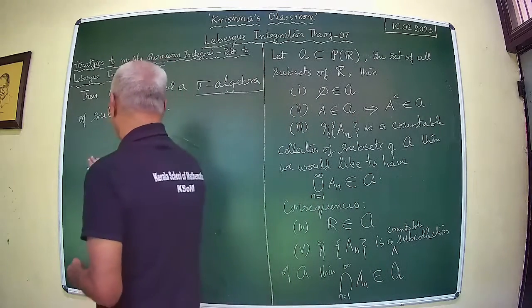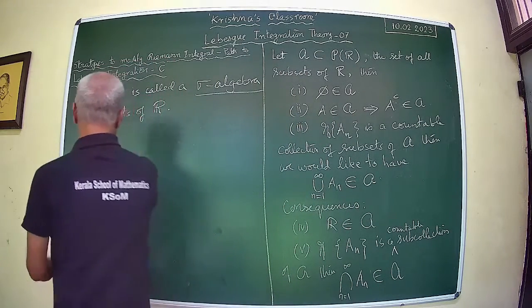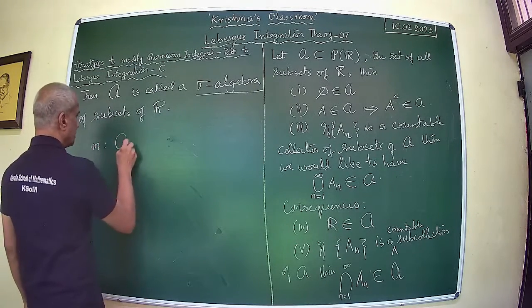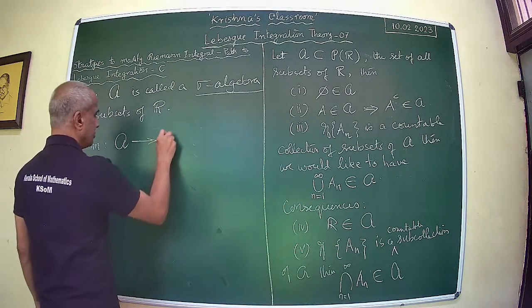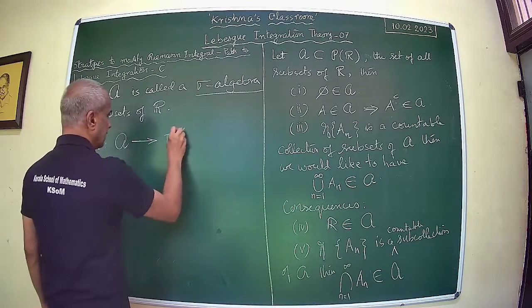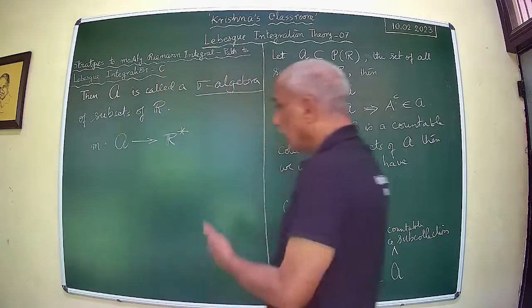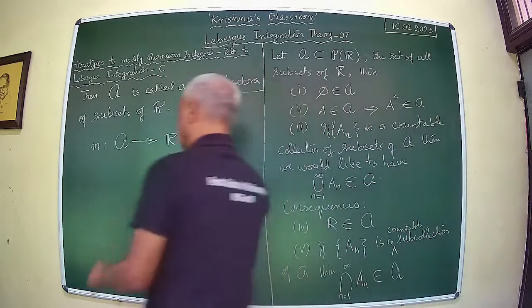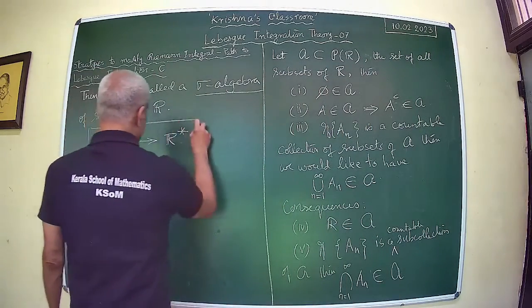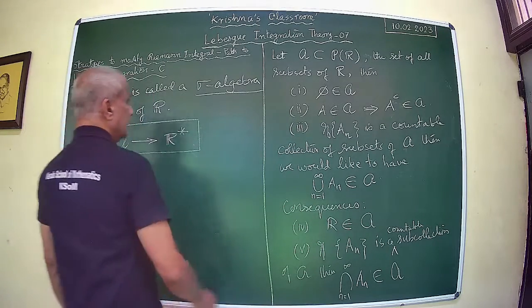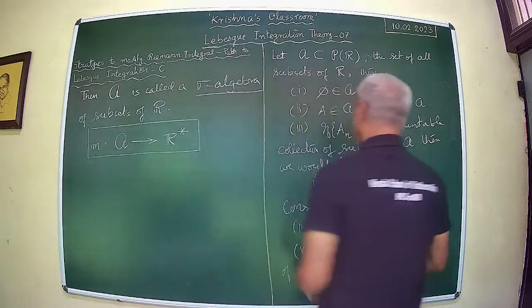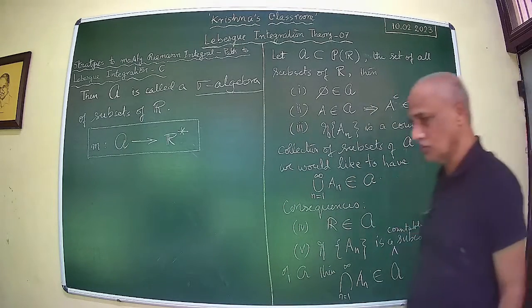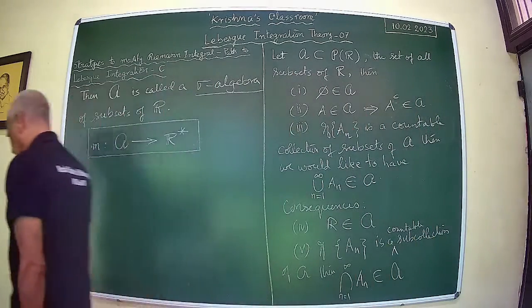Okay. So what you have is this: M is a map from script A into R star. M also could be an extended real valued function. So this is what we are looking for. These three properties really are crucial consequence of this.